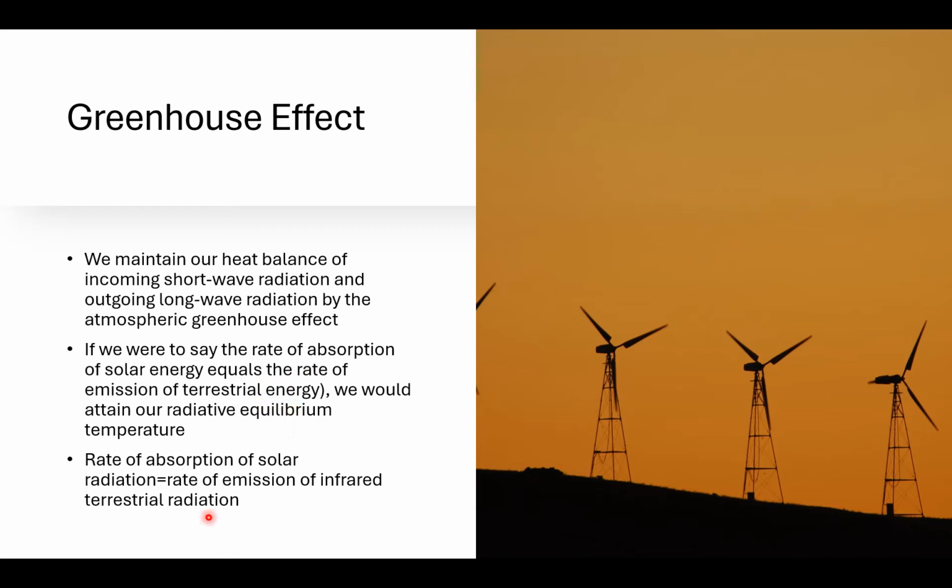And here it is right here. Rate of absorption of solar radiation equals rate of emission of infrared terrestrial radiation. That's one thing I didn't inform you of, but the sun is primarily emitting its radiation in the visible spectrum portion of the EM spectrum, the visible portion, and the Earth is emitting long-wave infrared radiation. So Earth emits, because it's a cooler object, in the infrared portion of the EM spectrum.